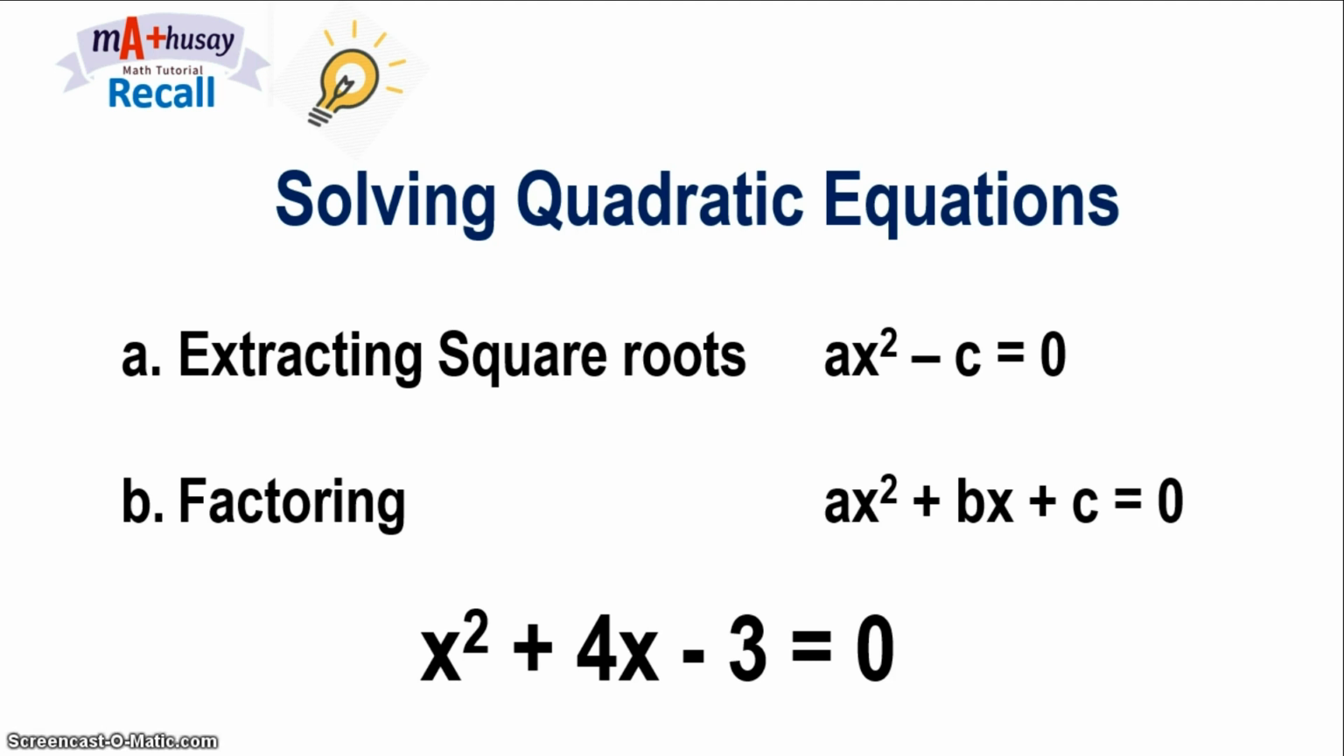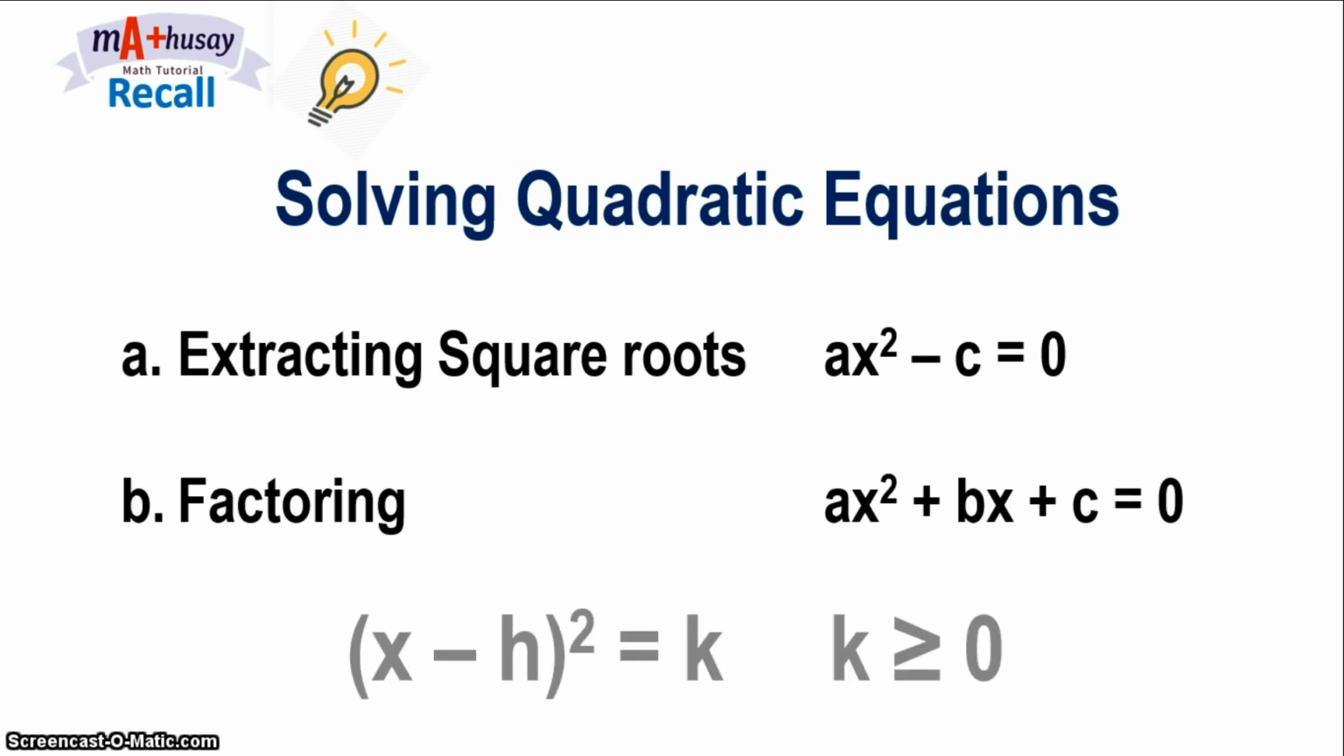To solve quadratic equations by completing the square, our goal is to transform ax squared plus bx plus c equals 0 into the quantity of x minus h squared equals k, provided that k must be greater than or equal to 0. Kasi kapag si k ay less than 0, there's no solution. There's no real solution for the quadratic equation.